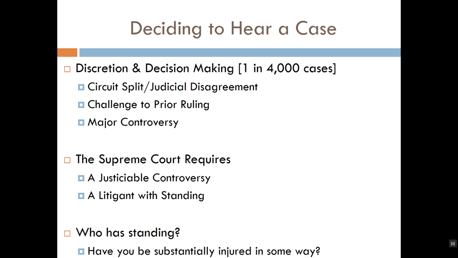A justiciable controversy or a case in controversy is basically just a legal dispute involving a real law and a substantial disagreement over an issue where at least one party has actually been injured in some way, shape, or form. In other words, again, you have a justiciable controversy anytime there is a litigant with standing. But what does that mean?